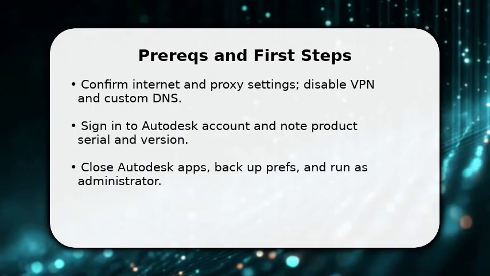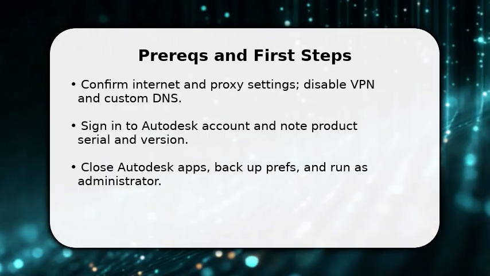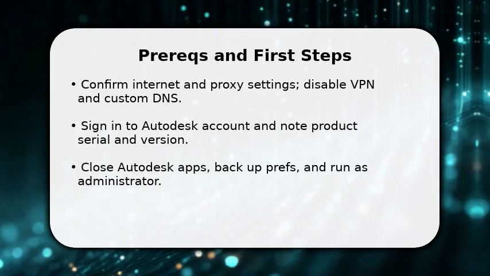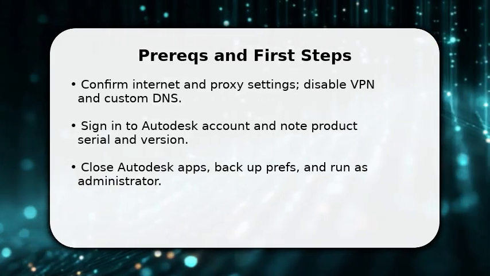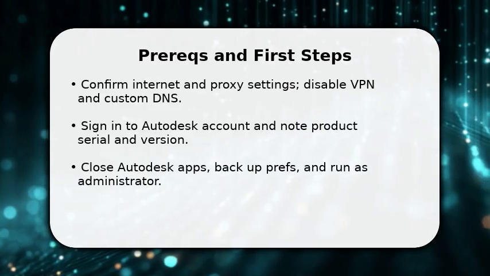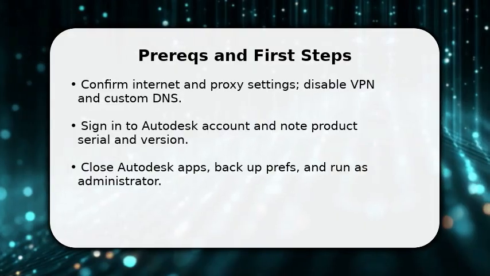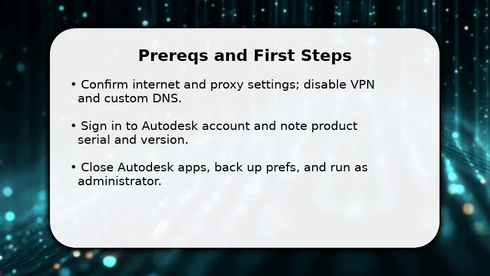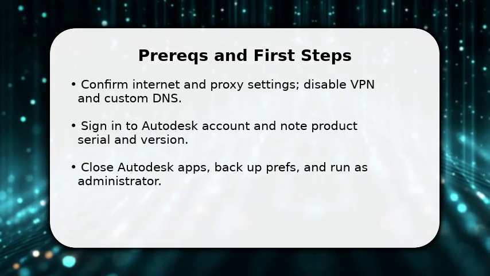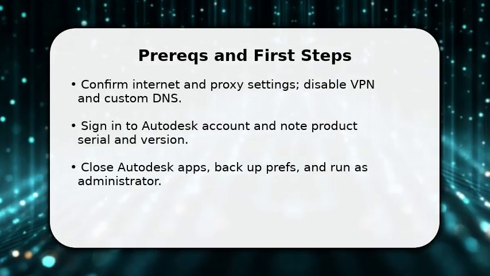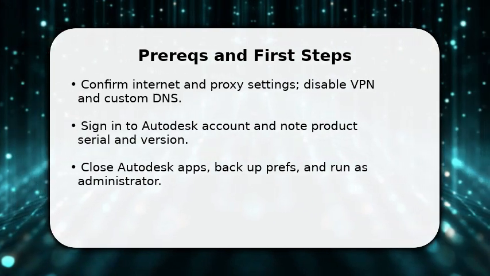You start by ensuring network access to genuine.software2.autodesk.com and turning off VPN or custom DNS that can block activation. Next, sign into your Autodesk account and jot down the exact product name, serial, and version so you request the right response. Once done, close all Autodesk processes, backup preferences, and launch the installer or app as administrator to let the activation handshake begin without permission or file lock issues.